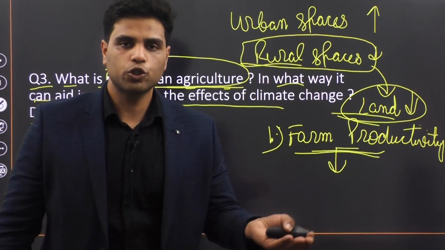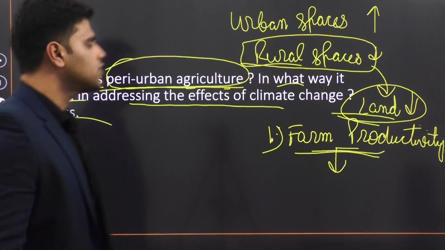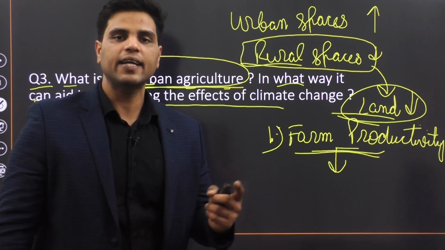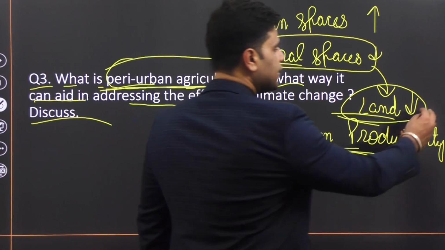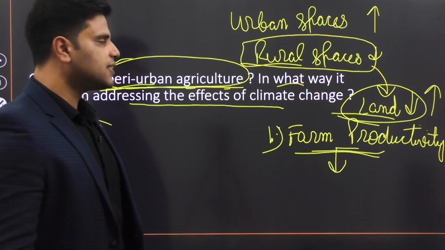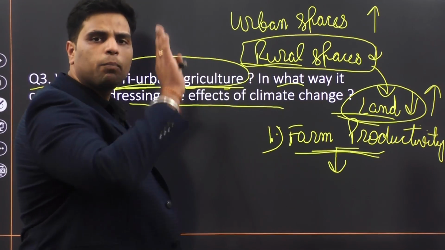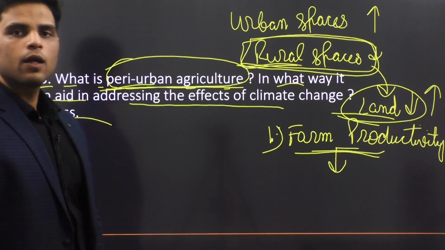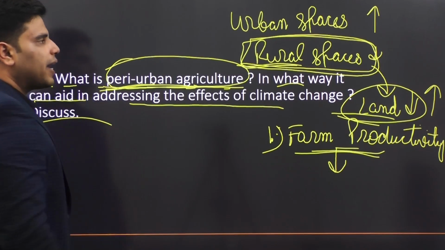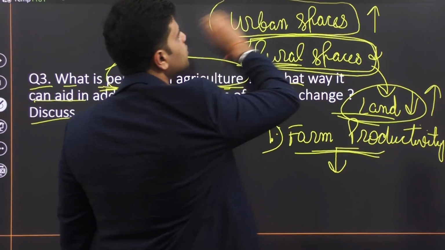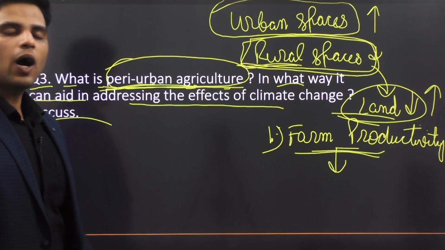So there is a solution that can solve this problem, and that solution is peri-urban agriculture. What peri-urban agriculture is targeting is actually increasing land resources. Peri-urban agriculture says that we shouldn't be completely dependent on rural spaces for growing food. Through peri-urban agriculture, you will also be able to grow food in urban spaces as well. Now, how will you do that?